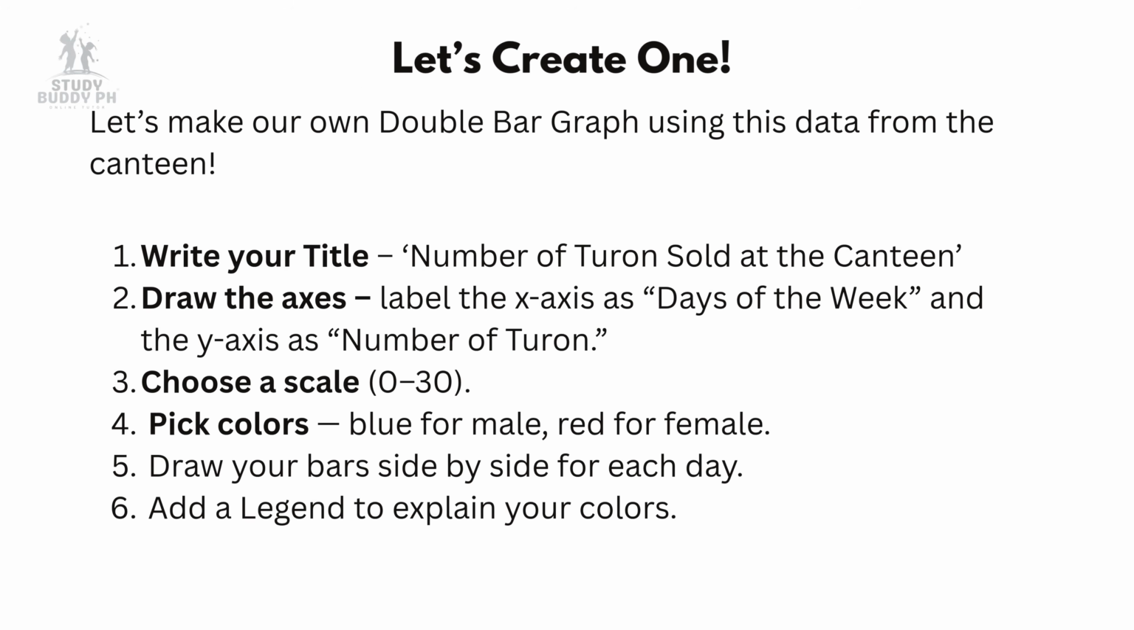Let's make our own double bar graph using this data from the canteen. 1. Write your title: Number of turons sold at the canteen. 2. Draw the axes. Label the x-axis as days of the week and the y-axis as number of turon. 3. Choose a scale, 0 to 30. 4. Pick colors. Blue for male, red for female. 5. Draw your bars side by side for each day. 6. Add a legend to explain your colors. And there you go, your own double bar graph.